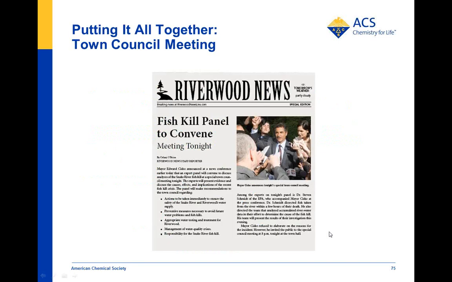And then to put it all together, we have our town council meeting. And different students will have different roles. They're going to enact this town council. They're going to present evidence, and they're going to decide who is responsible for the fish kill and what are we going to do about it. And that takes us to the end of the unit.